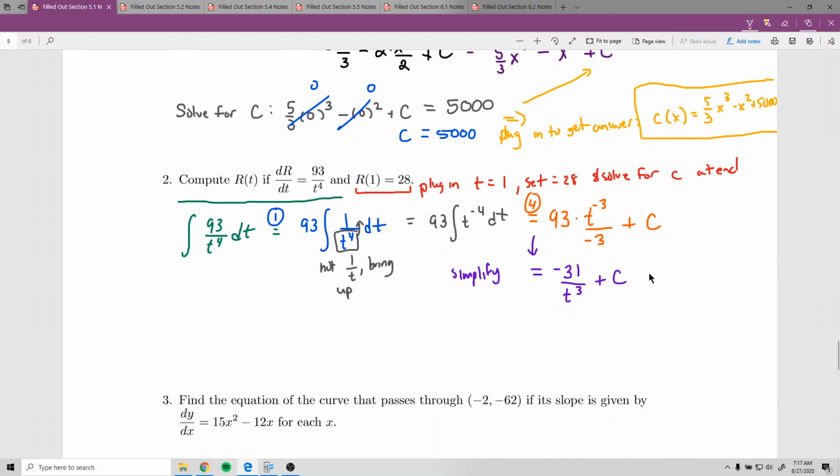Right. Now we can solve for c. And we do exactly what I wrote above, what it says to do. Plug in t equals 1, set it equal to 28 and solve it for c. 1 cubed is 1, so this is just negative 31 over 1, which is negative 31, plus c equals 28. And you add the 31 to each side to get c by itself. And we have c equals 28 plus 31 is 59.